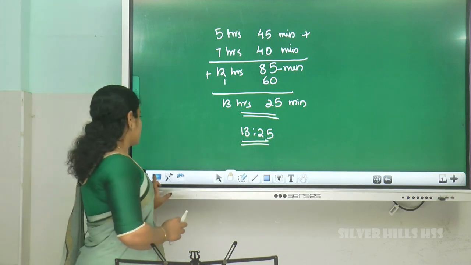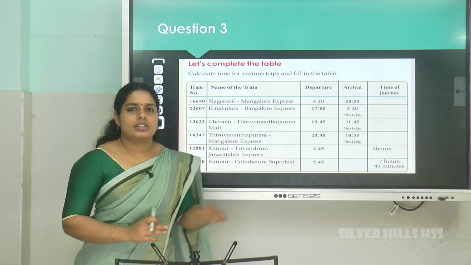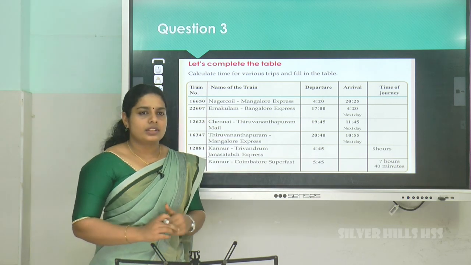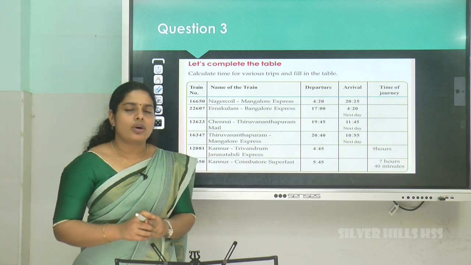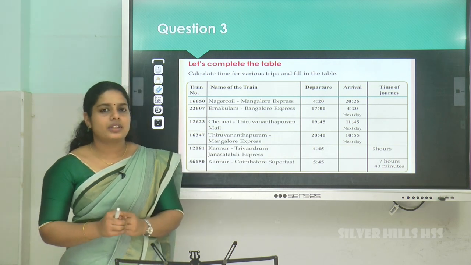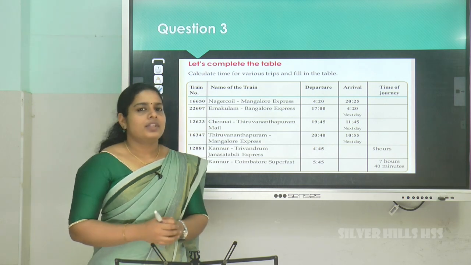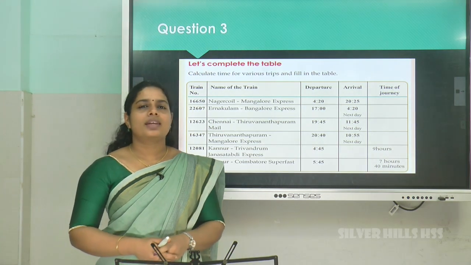Okay. So I hope this table was clear to you. Now this is the method to calculate the time of journey or the time duration in different situations. Okay. So I hope this class was very useful to you.